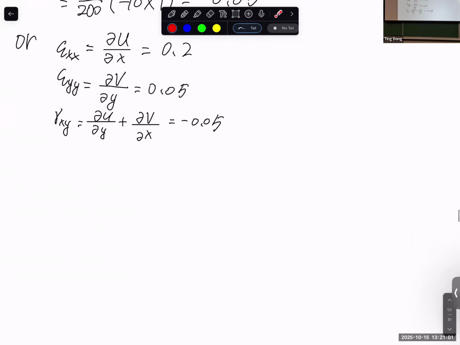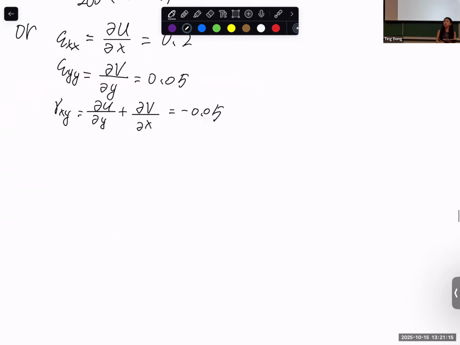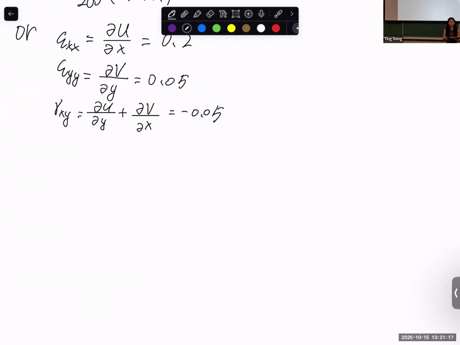So there's a matrix, C matrix. You don't need to memorize C matrix, but you need to understand that it involves both Young's modulus and Poisson ratio. Question? Is this like Hooke's law? This looks like Hooke's law, yes, similar, but for the 2D situation.